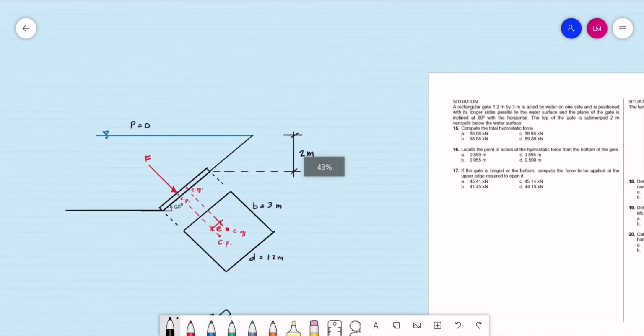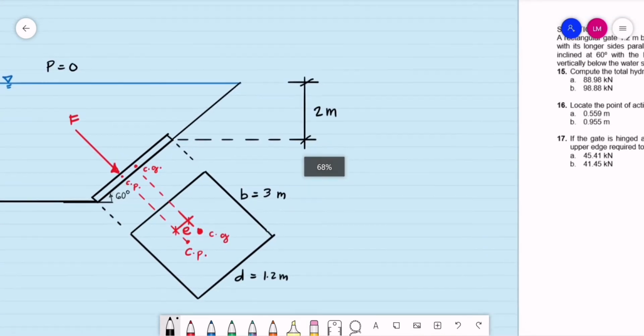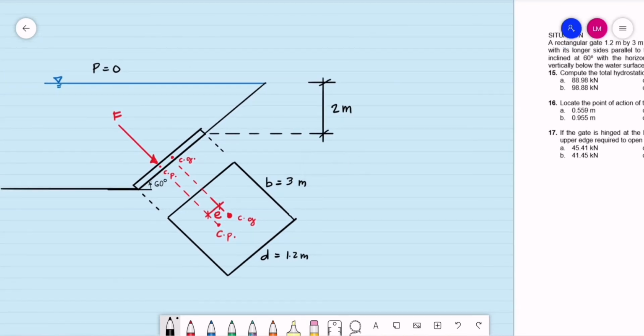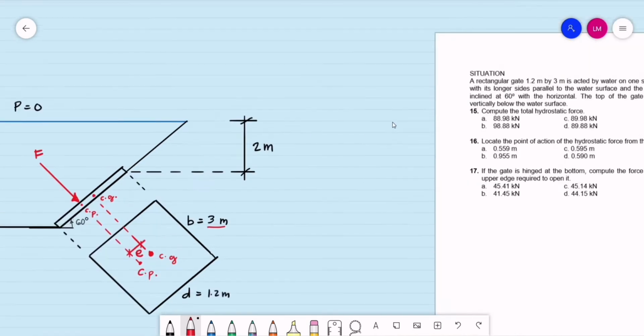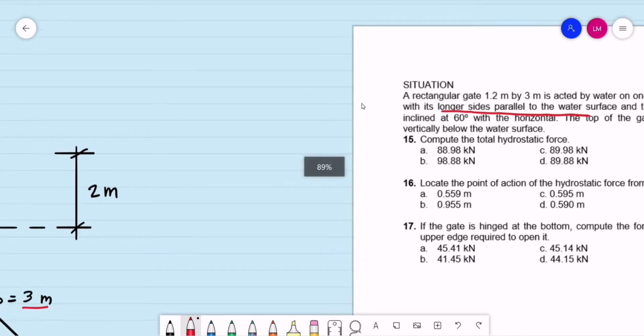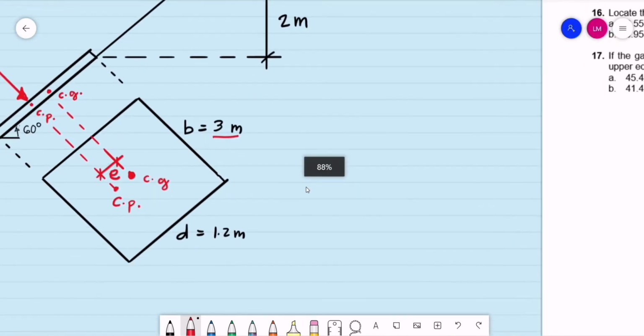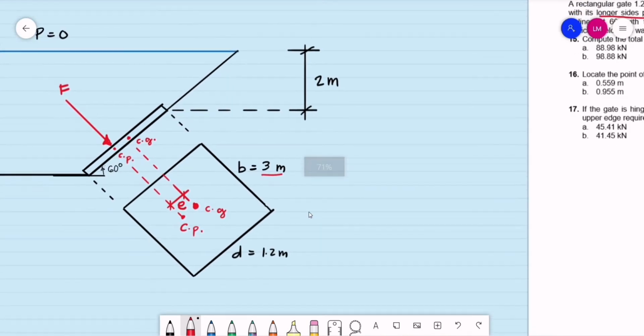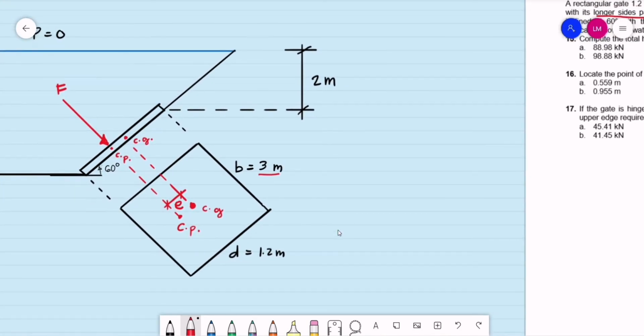So, ito yung ating figure. So, ito yung gate. That is, yung base natin this time will be 3 meters, kasi sabi niya sa problem, with its longer sides parallel to the water surface. So this time, yung B natin is 3, yung D natin is 1.2 meters. So how do you compute for the hydrostatic force? Applicable pa rin dito yung sinabi natin na the force is equal to gamma bar h times the area.